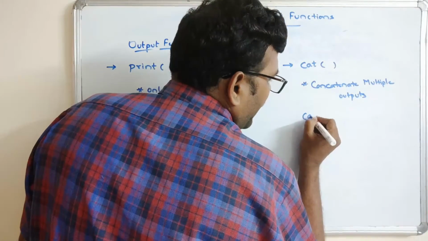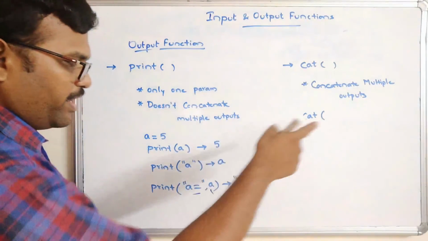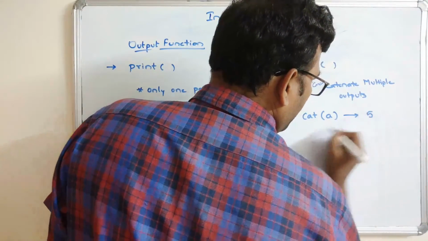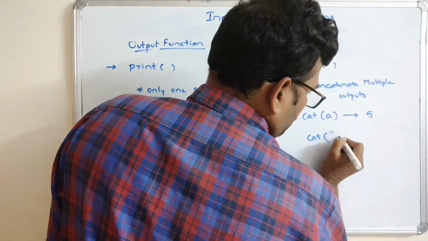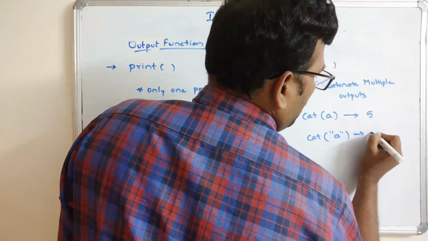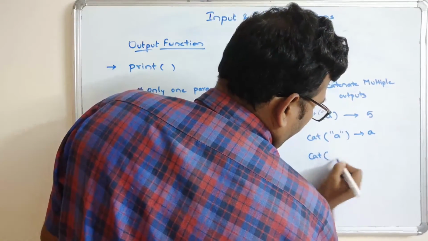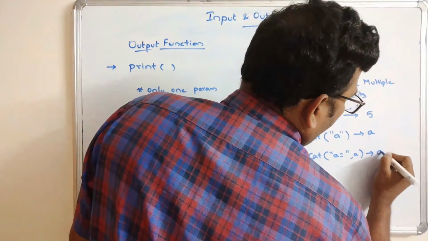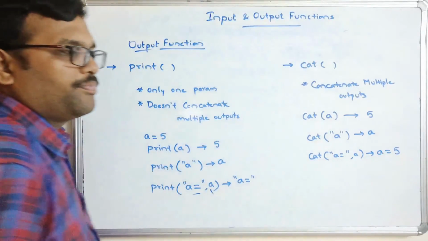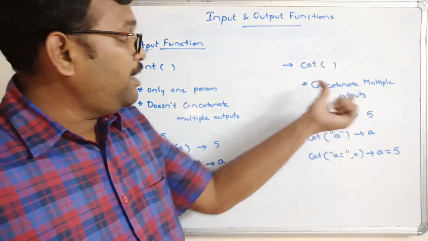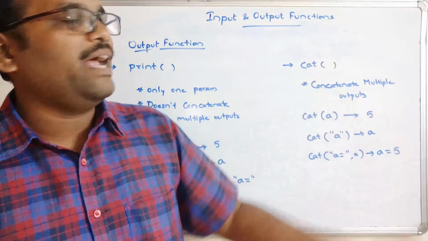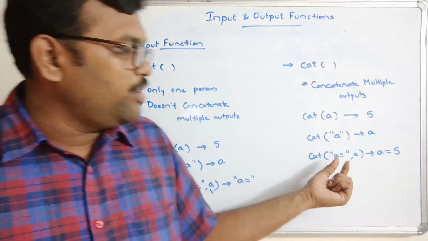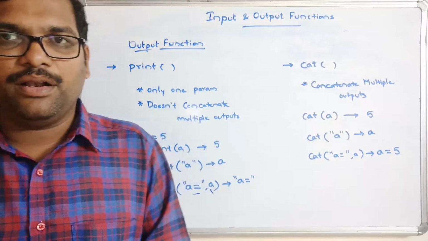So here we can write all three cases. cat(A) will display the output as 5, and cat("A") will display the output as A. cat("A is equal to", A) will be treated as A is equal to 5, right? So by using the cat function we can concatenate multiple outputs. That means we can combine both the string constant as well as the variable, right?